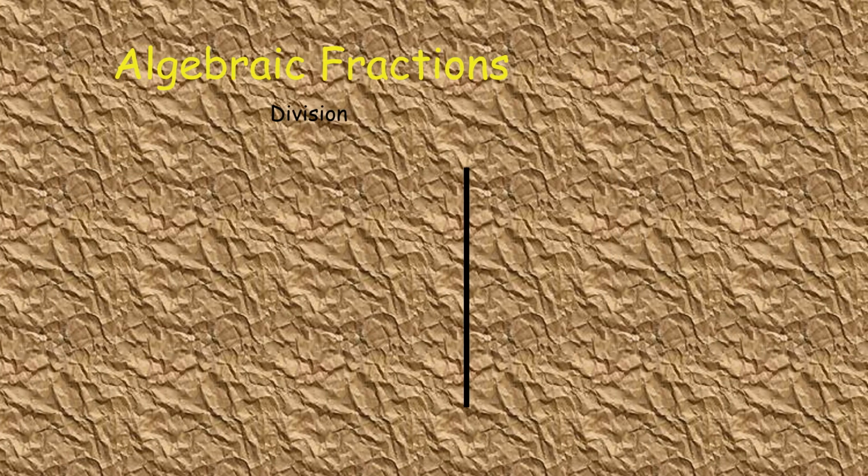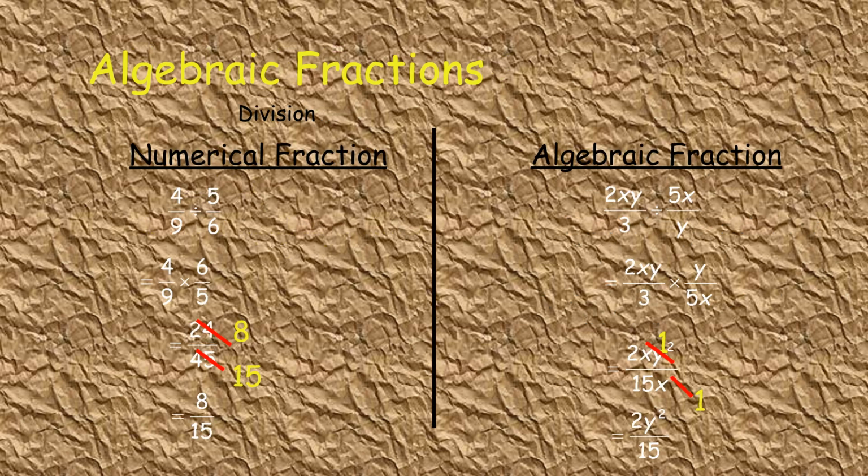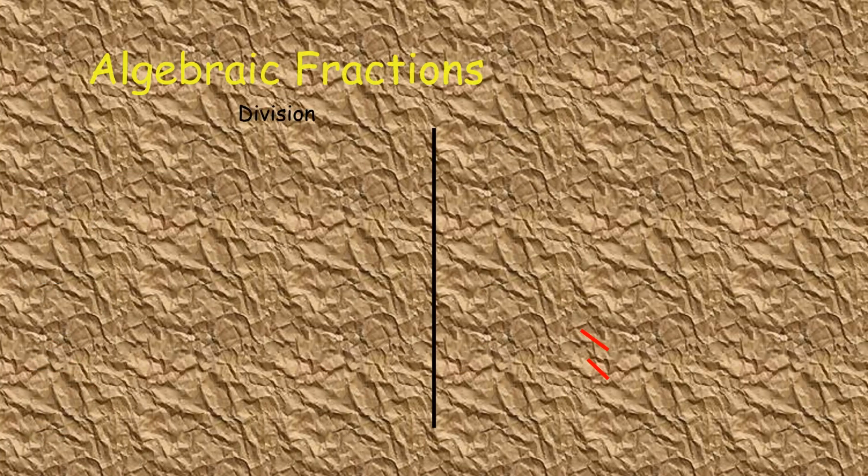We now move on to division of algebraic fractions. Our intention is to explain the division process. Success means knowing the rules for dividing simple fractions and applying them to algebraic fractions. To divide fractions, we apply the keep, change, flip rule, transforming the problem into a multiplication, then simplifying by dividing out common factors. Here are two examples of algebraic fraction division.